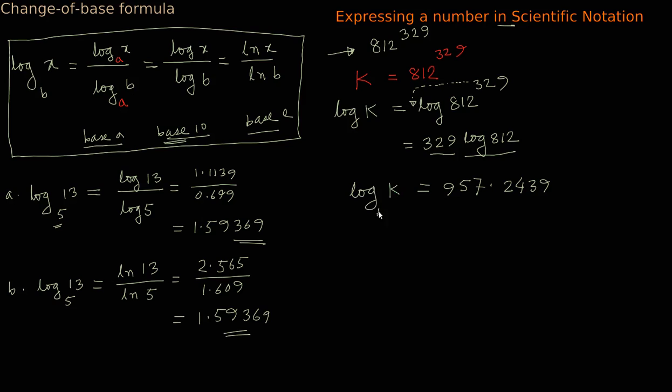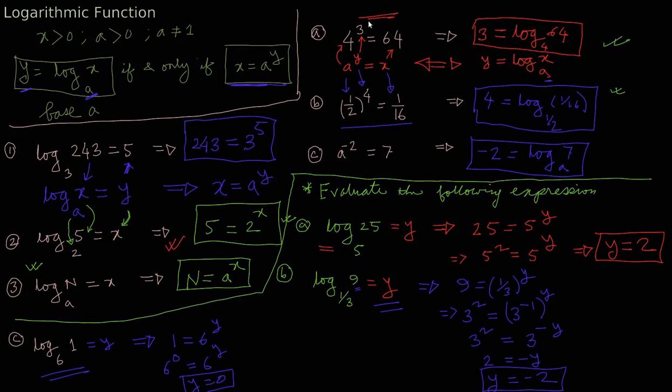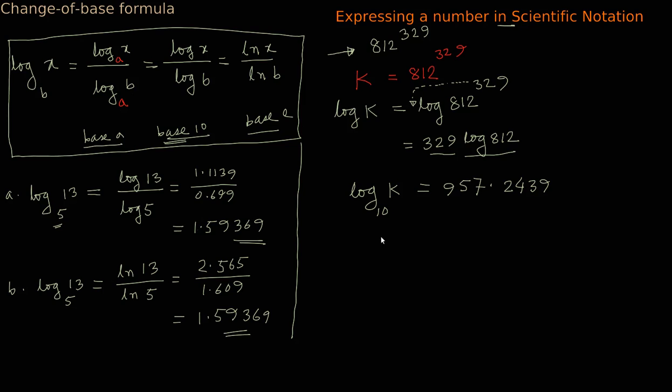And that is equal to my logarithm of k. Remember, the base is 10, this is a common logarithm. So this is a logarithmic expression. Now if you remember, we learned that a logarithmic expression can be expressed as an equivalent exponential expression. So let's express this logarithmic expression as an equivalent exponential expression. I get k equals 10 power 957.2439.